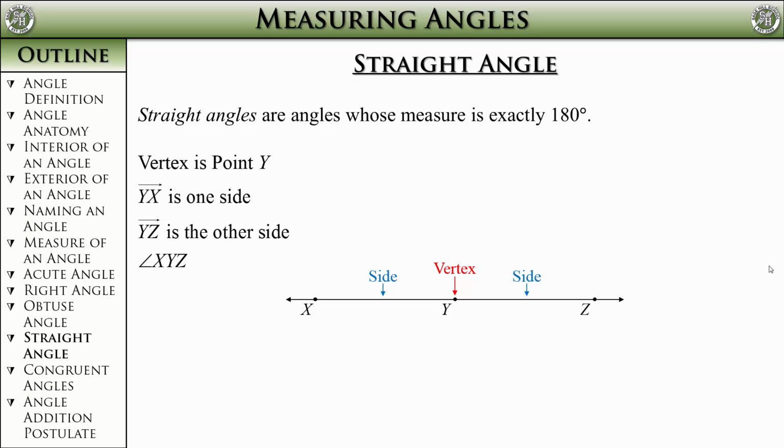If you are ever asked to find a straight angle in a picture, you will need to be on the lookout for 3 collinear points. It's the only proper way to name a straight angle.